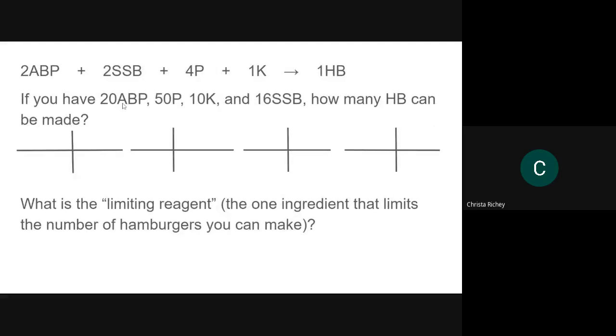So I just repeated the equation from before. We have 20 all beef patties. I'm going to put that one here. We have 50 pickles. I'm going to put that one here. I have 10 packets of ketchup. I'm going to put that one here. And I have 16 sesame seed buns. I'm going to do 4 separate ones to figure out who's going to be the limiting reagent.